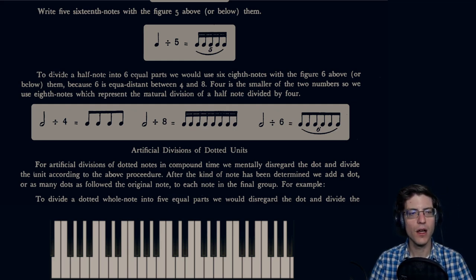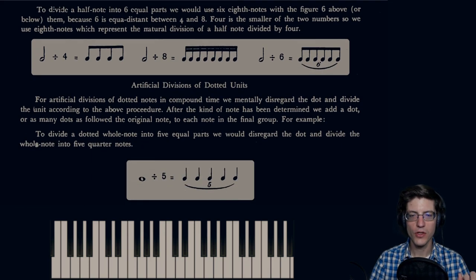So a half note divided by four is 4/8th notes. You see here that if you have your half note divided by eight, it's 8/16th notes. So go with your smaller value. You then tack on two more and you get your half note divided by six into your 6/8th notes.